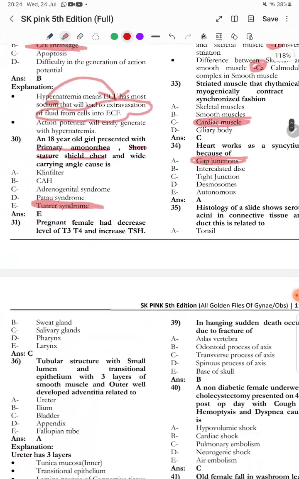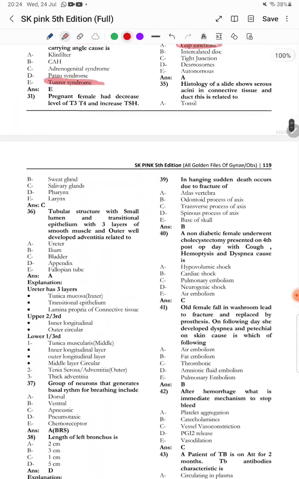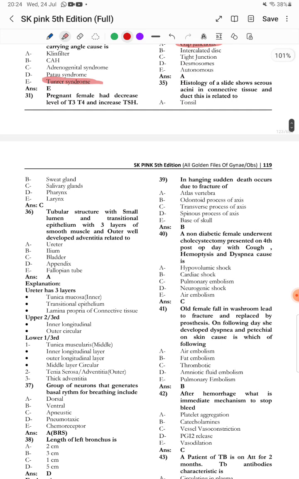Histology of a slide shows serous acini in connective tissue and duct. This is related to salivary glands. Tubular structure with small lumen and transitional epithelium of 3 layers.